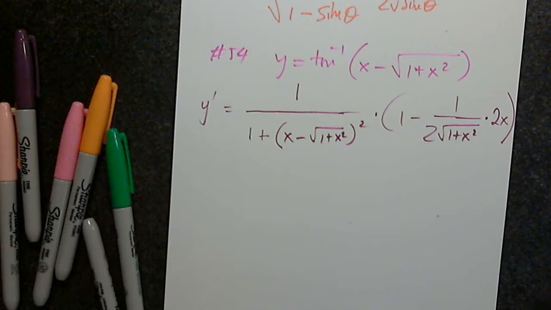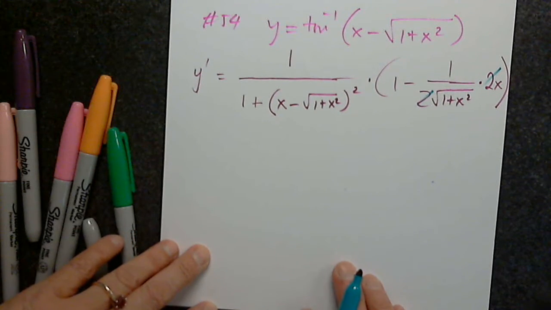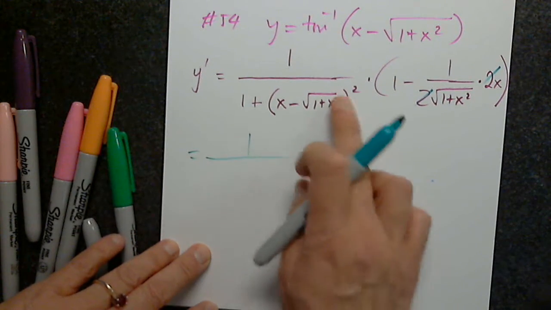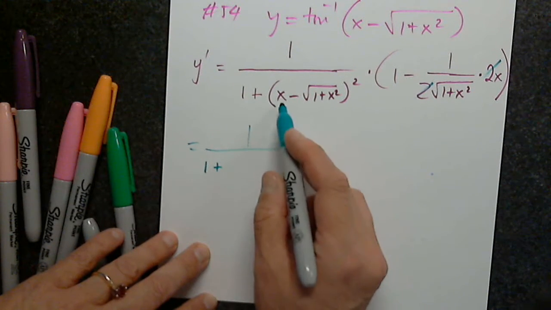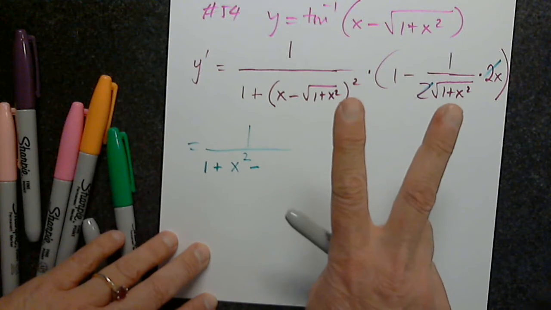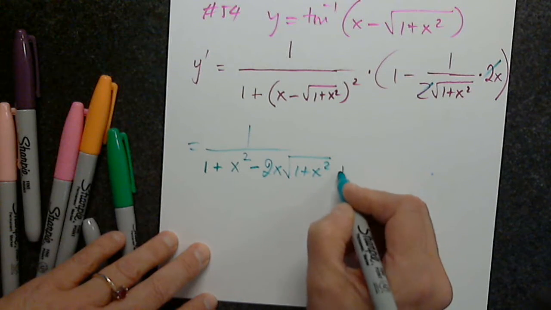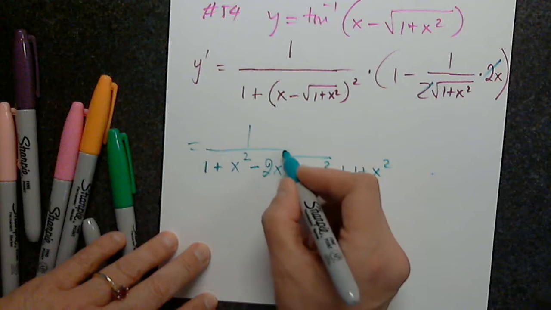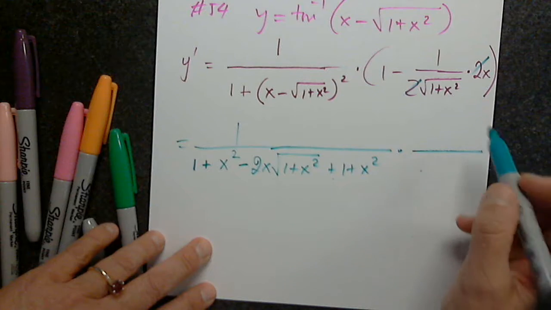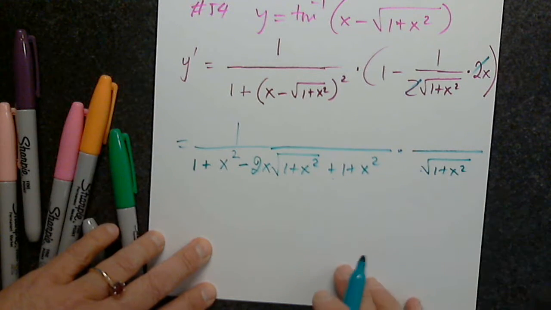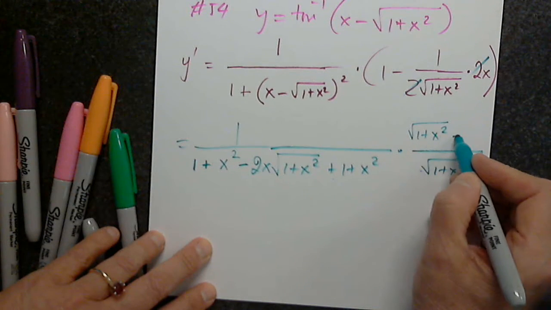Okay, now let's try and clean it up a little bit. These two go away. Then I will try to square this and see what happens. So I have 1 plus the first term squared minus 2 times the first times the second plus the second term squared, times the least common denominator here, which is the square root of 1 plus x squared. And this will be the square root of 1 plus x squared minus x.